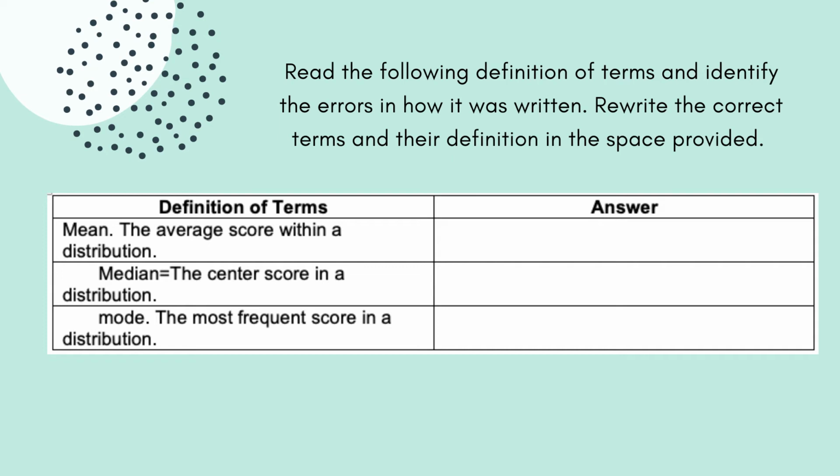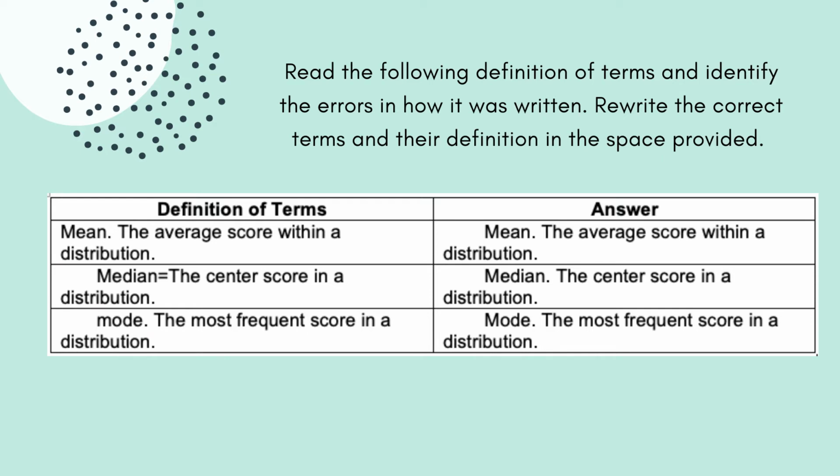So, sa unang column, nandiyan ang definition of terms, and then sa second column, yung ating answer. Let us examine first the three items. So, mean means the average score within a distribution. Item number 1, ang mali dito, hindi siya naka-indent. So, dapat indented si mean and then the definition. Number 2, median equals the center score in a distribution. Nakita natin yung error ayon sa guideline, dapat period after ng term. So, dito, equals. You just have to change equal into period. Tapos, correct na yung pagkakasulat niyan.